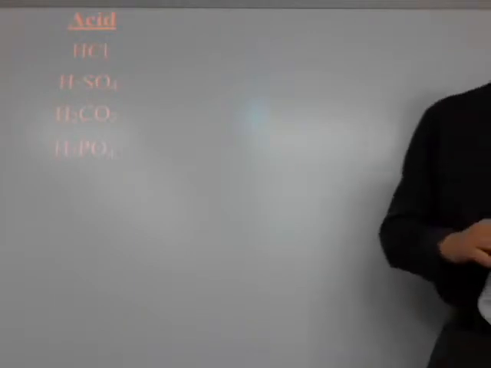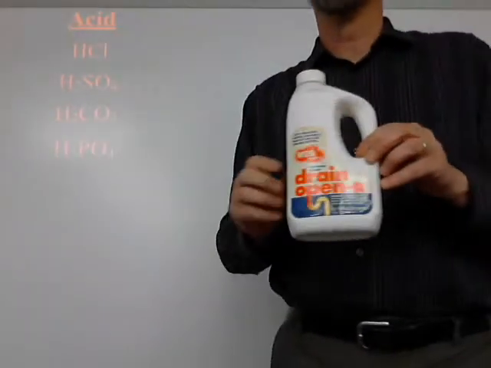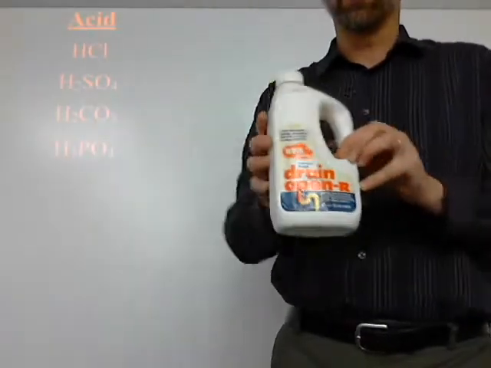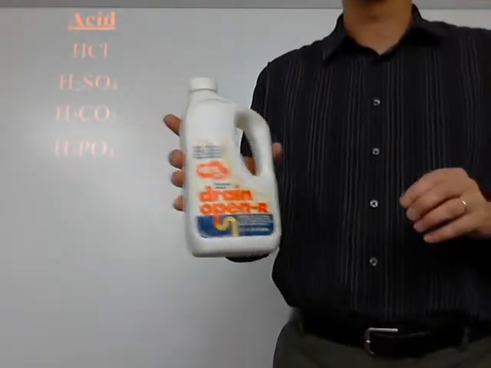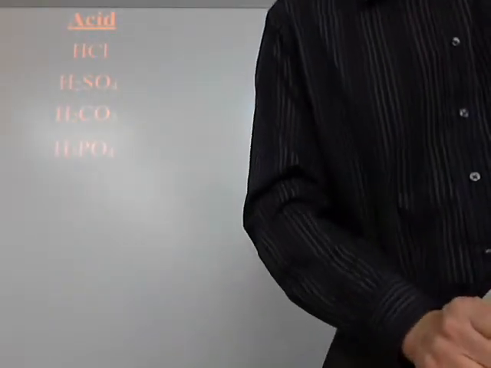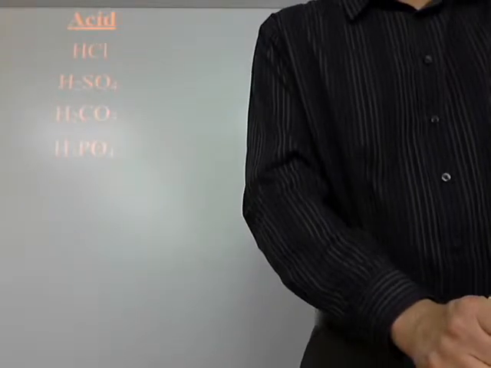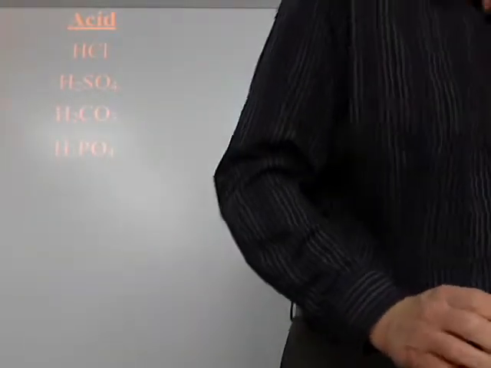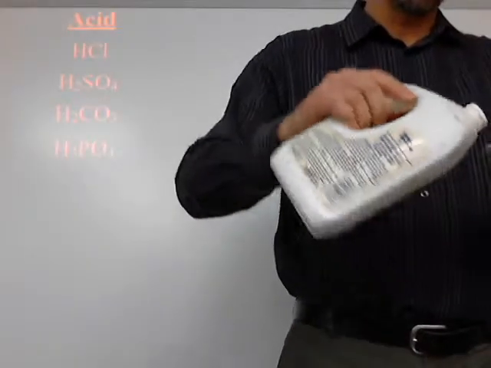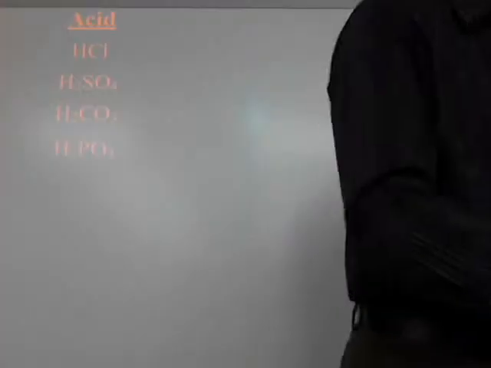All right, let's start testing some stuff that we know are bases. There's one in particular you've seen. I told you before when we used it in a lab on solutions, that it's used in Drano. Okay? And Drano has sodium hydroxide in it. Let me put some sodium hydroxide in here, some Drano in here. Yeah, Drano's nasty stuff. You don't want to get this in your eyes.